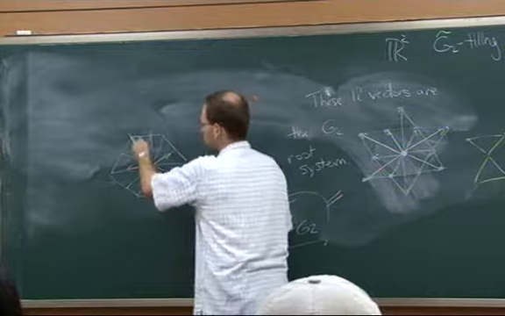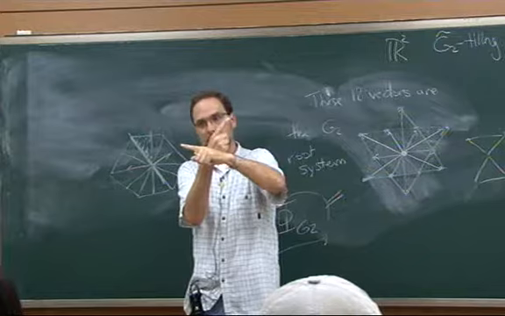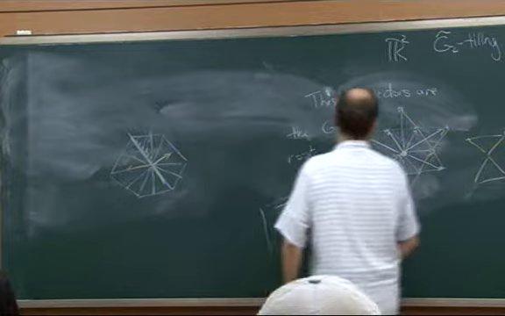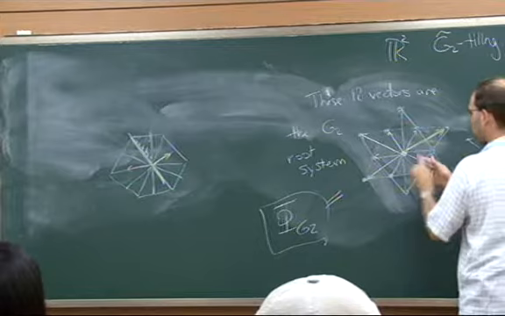We've got our fundamental chamber. It's got two hyperplanes, and we've got our two normal vectors. So there's this one and this one. And I'm going to go ahead and pick them at the appropriate length. So it's this one, and this one.